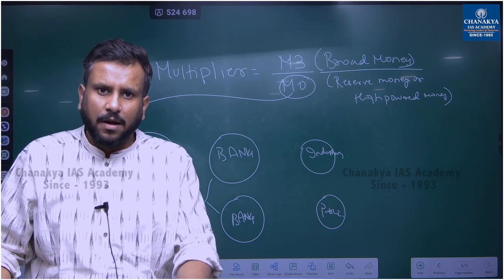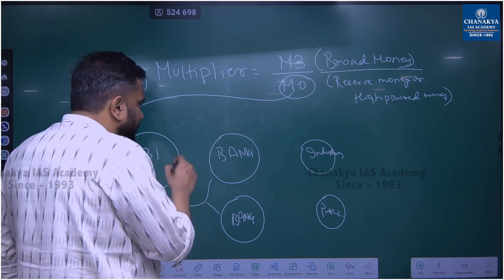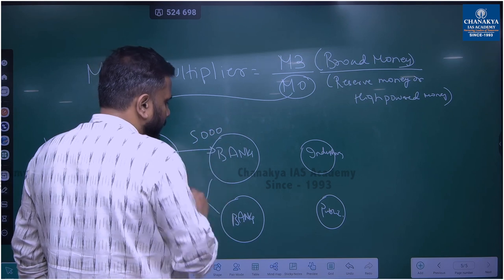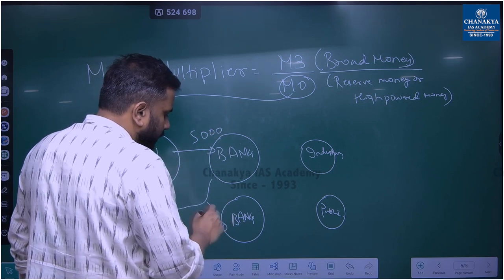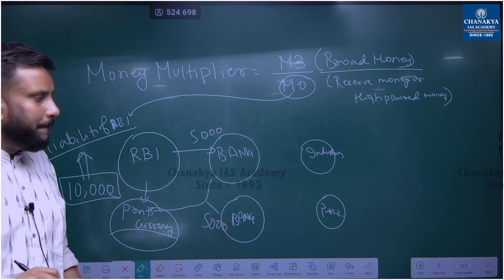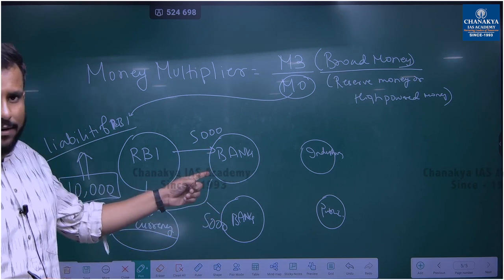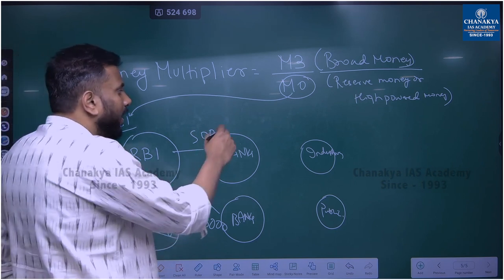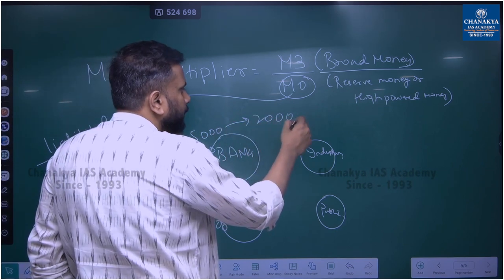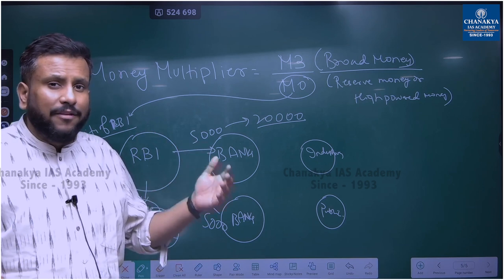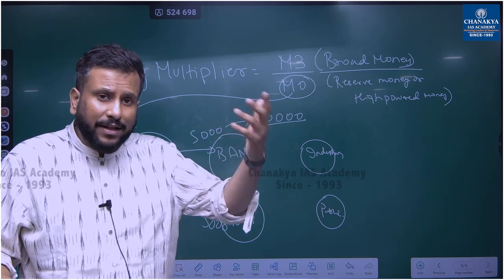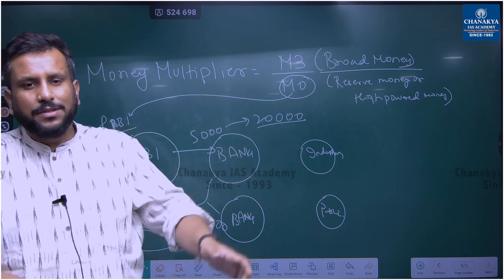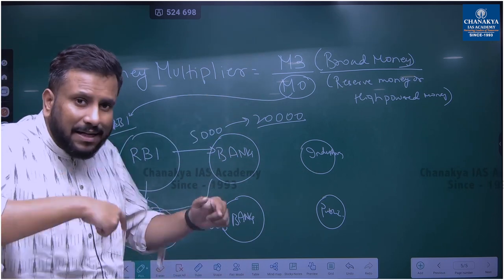Now when this money goes to the banks, for example, out of the 10,000, 5,000 goes to this bank and 5,000 goes to this bank. So what will the banks do with that 5,000 rupees? Banks will try to give loans worth rupees 20,000. Over and above 5,000, the banks will give more and more loans. This is what is called money multiplying.